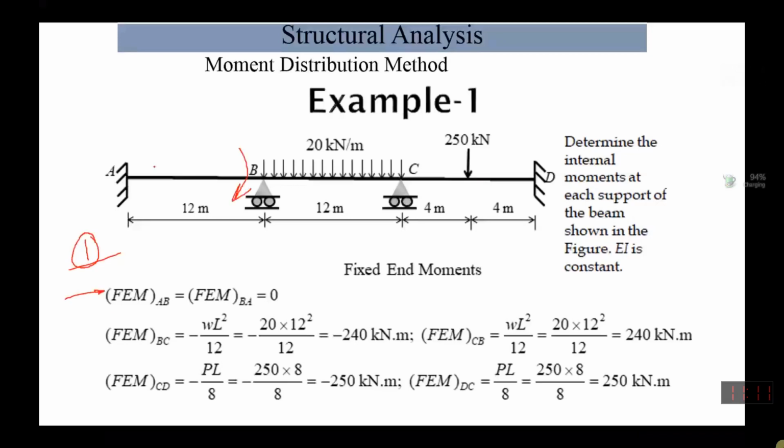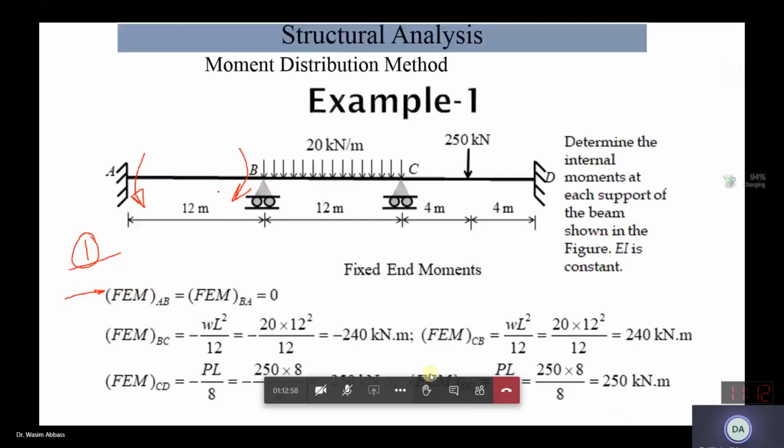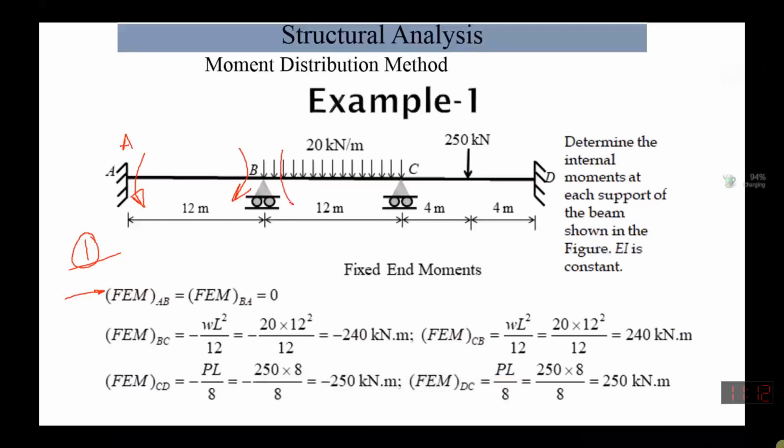Anybody who can answer? What will be the fixed end moments within the span AB? Sir, 0. Why? Sir, there is no load. No load is applied. So if we go to this span, one moment over here, one moment over here. And in this span, one moment over here, and one moment over here.